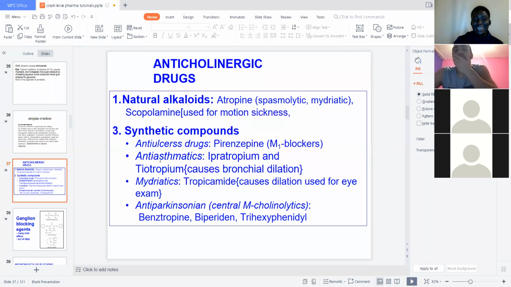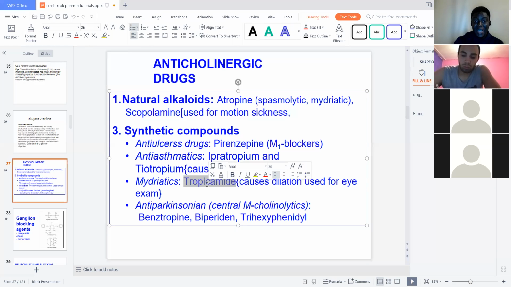And then for anti-asthmatic drugs, we can give ipratropium or tiotropium. This is going to cause bronchial dilation. So remember we said cholinergic drug is going to cause bronchial spasm. So this is the opposite. So it's going to cause bronchial dilation. And we know asthmatics, their airways are getting tighter when they have an asthmatic attack. So giving this drug is going to make the airway become loose. It's going to dilate it.